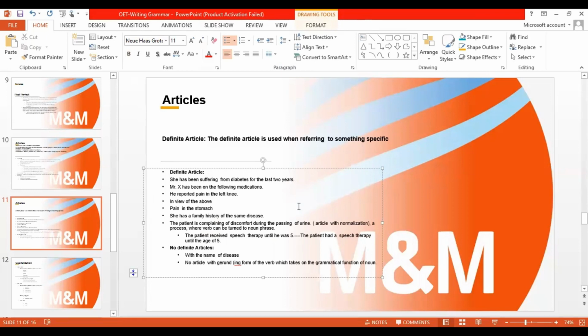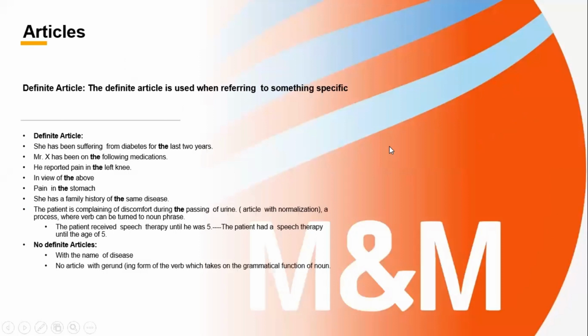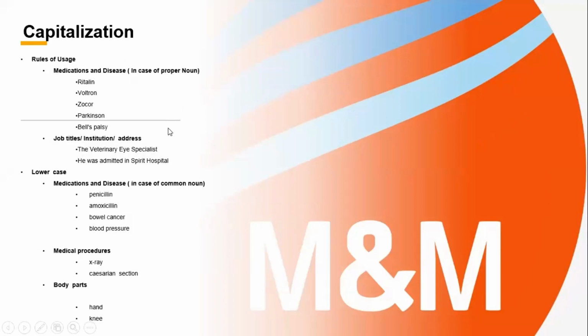So basically, you have to see that she has been suffering from diabetes for the last 2 years. Then, Mr. XYZ has been on the following medication. He reported pain in the left knee. In view of the above, when we have to specify something, we have to use the article the with that. We should not use an article with the name of a disease. We cannot say she has been suffering from the diabetes. We should not use the article the with that.